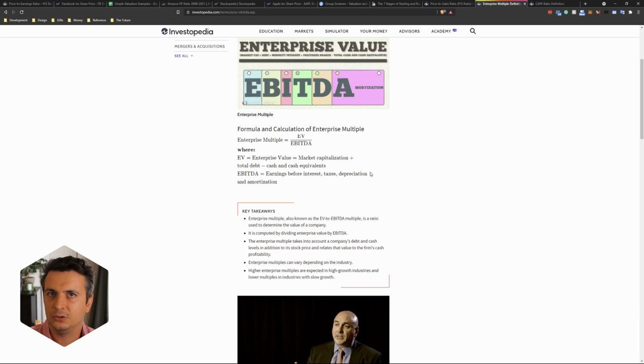It's not just the money that you have taken out of your pocket to buy the house. It is those two things combined together. So that's kind of the analogy that I would use when thinking about enterprise value.